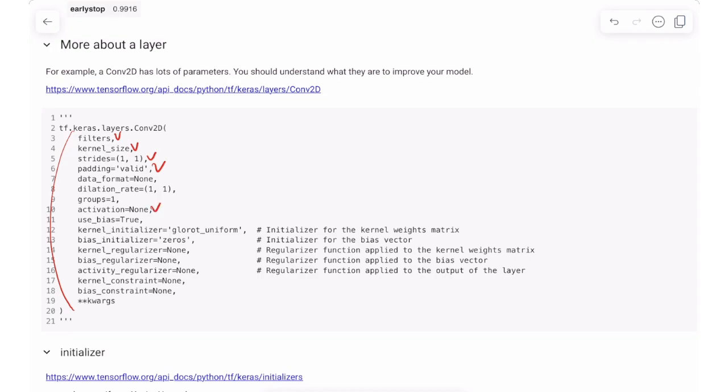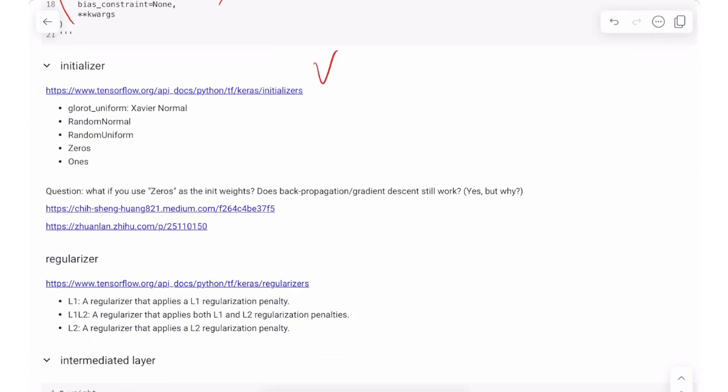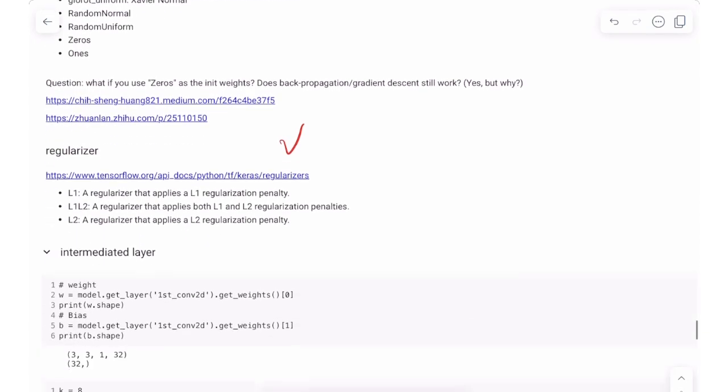activation, and some other things. But I strongly recommend you take a look at this web page and try to figure out the additional parameters of a layer, not only for convolution but also for the dense layer. Make sure you understand what exactly those parameters mean, and it may be helpful for you to create a better network structure. That is the definition of initializer and regularization. Make sure you take a look at these web pages.